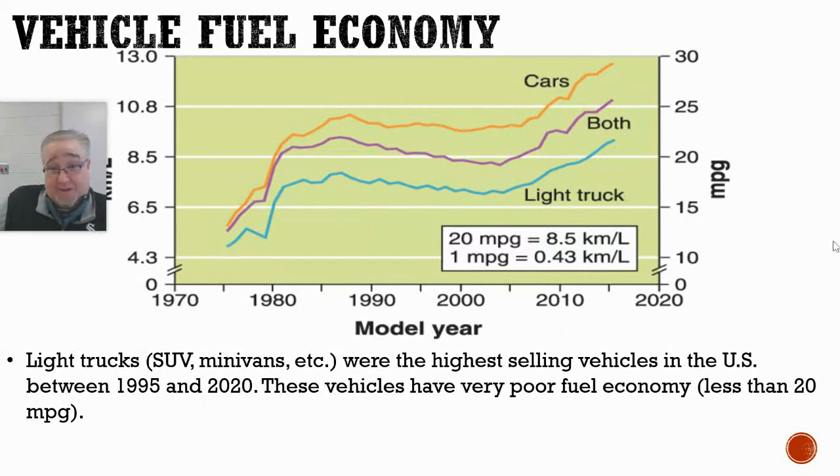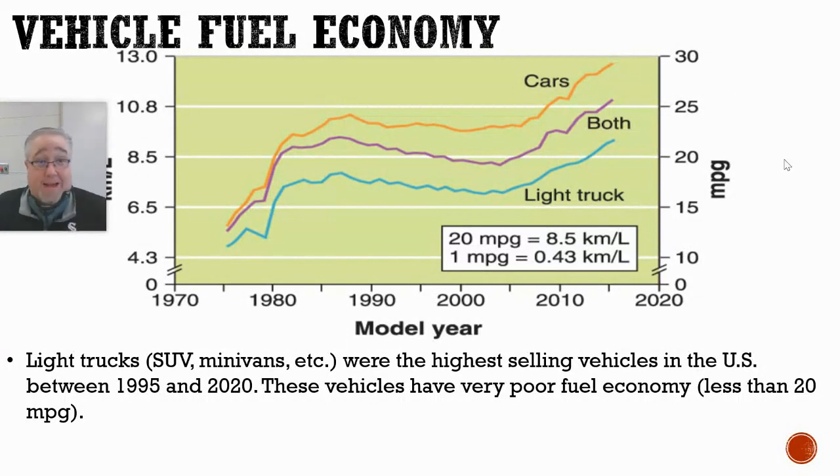A lot of those vehicles have less than 20 miles per gallon. They're getting a little bit better. Today, maybe some are a little bit over 20, but a lot of those vehicles, especially older ones, get less than 20 miles per gallon. So that means every gallon of gas might get you about 20 miles, whereas a car gets you close to 30.